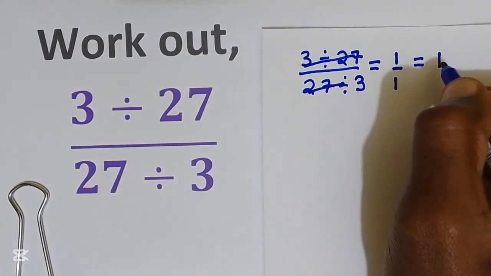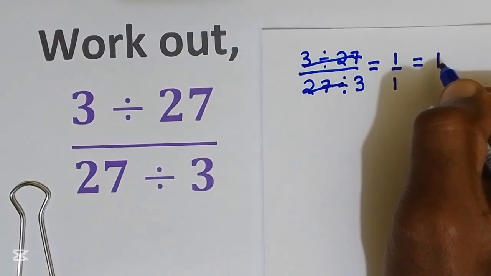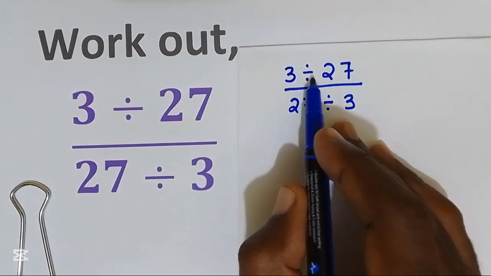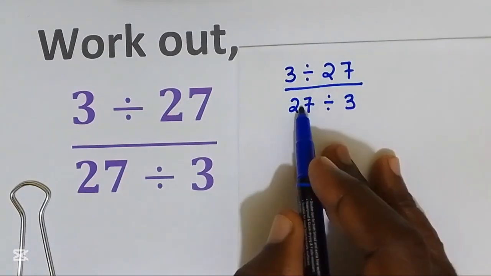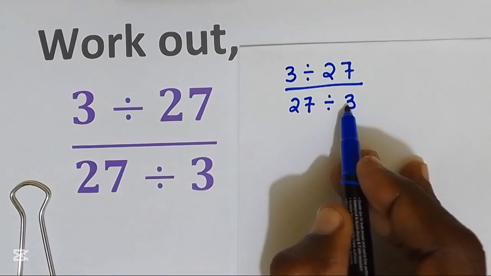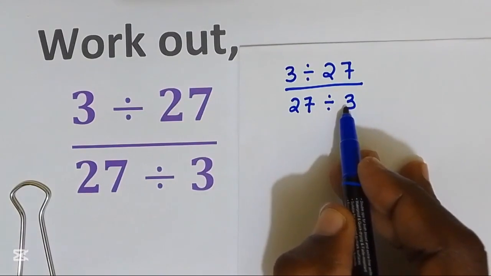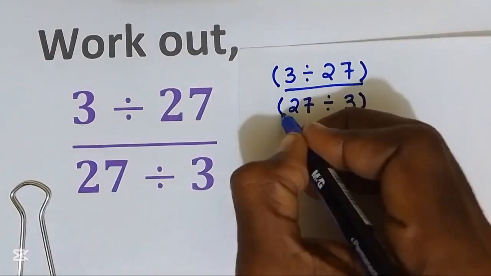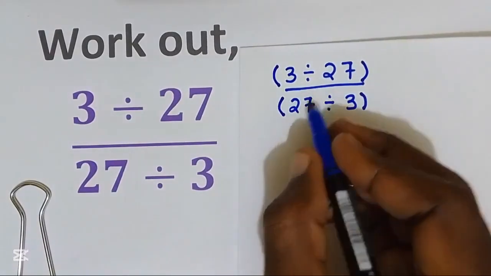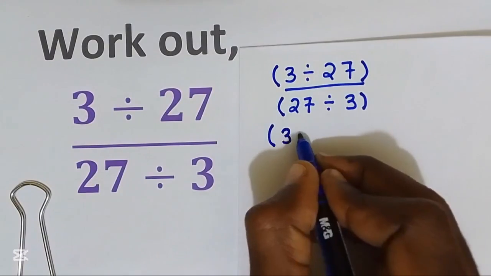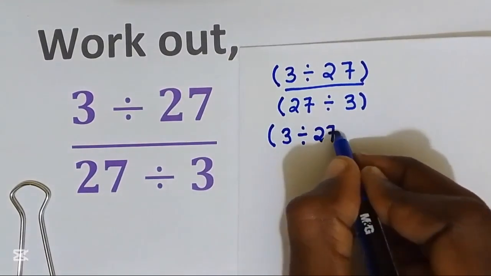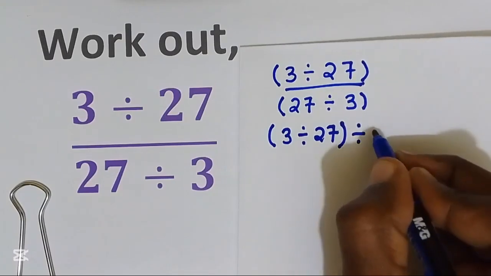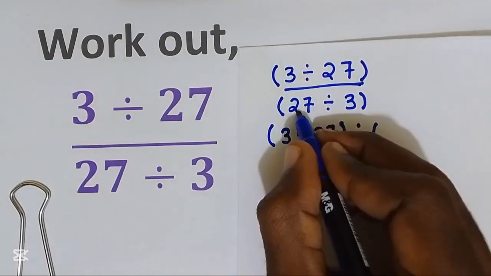Let us see step-by-step how we can get the correct answer. We have 3 divided by 27 over 27 divided by 3. Let us first put the brackets. This is the same as, in the bracket, 3 divided by 27. This division is the same as this kind of division, in the bracket, 27 divided by 3.